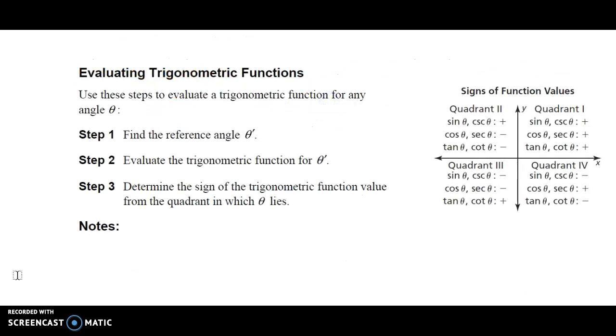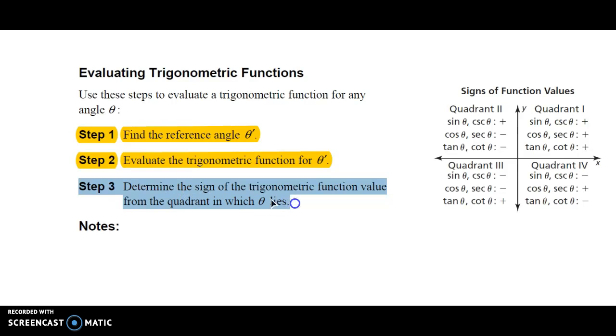So if our angle is bigger than a full circle or bigger than 90 degrees, what we can do is evaluate that angle. First, go ahead and find the reference angle. Then you can evaluate the trig function at your reference angle, which you can do using your unit circle. Then, because you may fall in a different quadrant than the reference angle, you need to determine the sign of what your answer should be. So let's look at the examples.